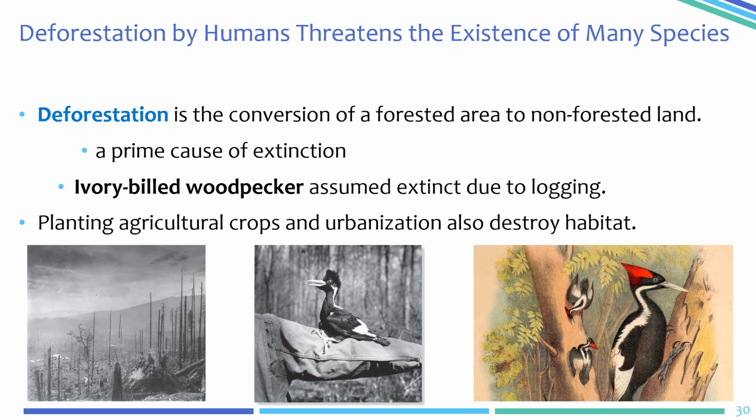Of course, when you lose the plants, you also lose the animals. The example here, the ivory-billed woodpecker, went extinct in the United States due to logging. So cutting down of trees for paper products and lumber and whatnot.